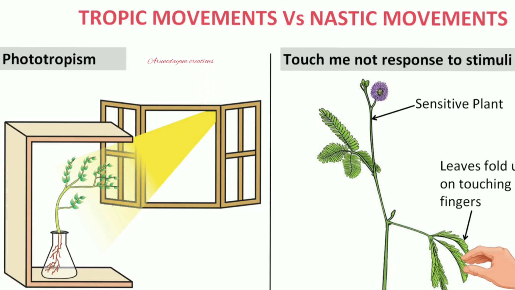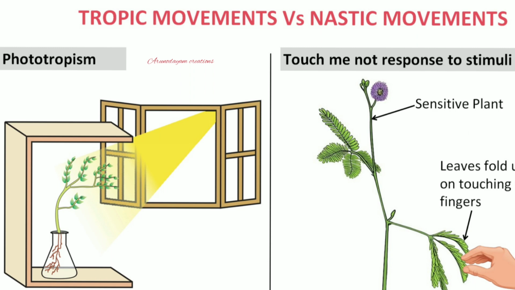Today we are going to learn about tropic and nastic movements in case of plants from the coordination chapter. Tropic and nastic movements. We all know that every living organism on this earth will show responses towards a particular stimulus in the environment. All living organisms show response towards a particular stimulus. Likewise, plants also show response to external stimuli. Plants will show movement towards external stimuli.